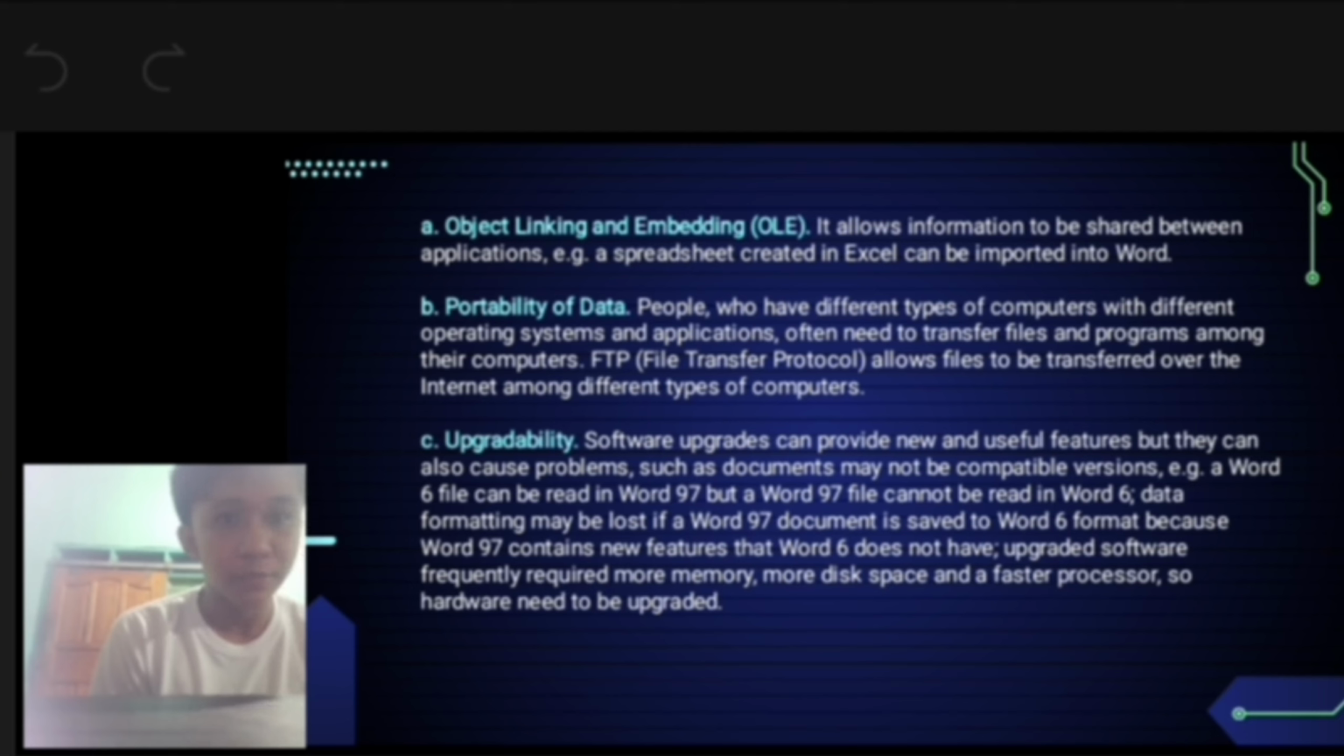Upgraded software frequently requires more memory, more disk space, and a faster processor, so hardware needs to be upgraded. This can offer new and beneficial features, but it can also introduce certain challenges. Incompatibility issues may arise where documents created in older versions may not be compatible with newer versions. For instance, a Word 6 file can be opened in Word 97, but a Word 97 file cannot be opened in Word 6.